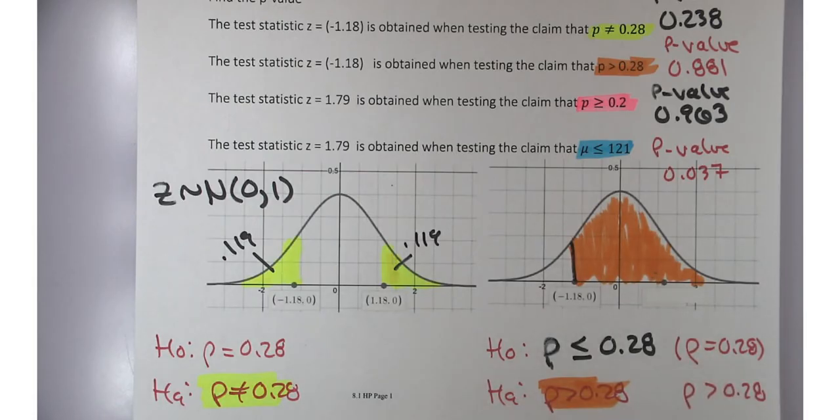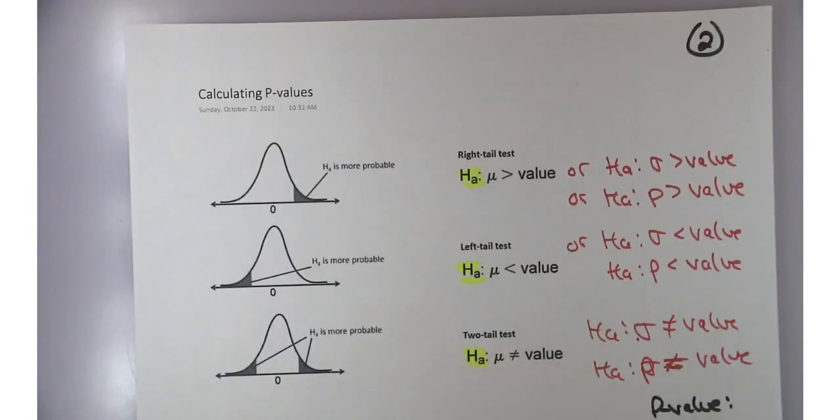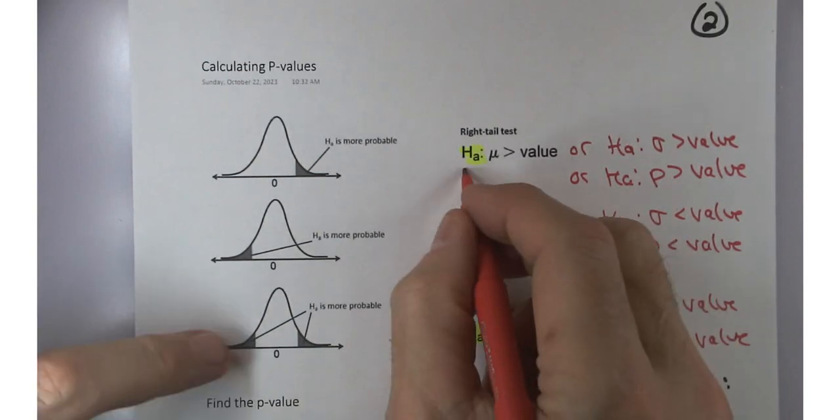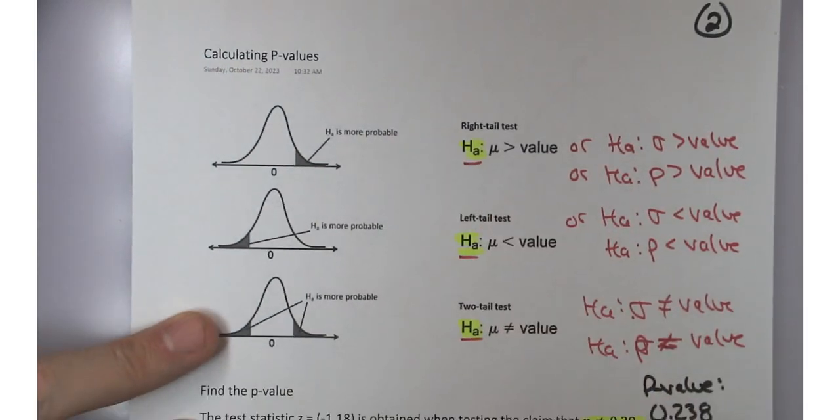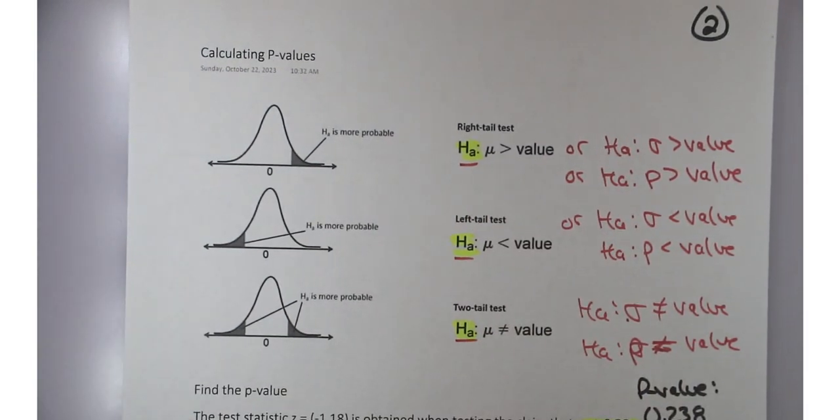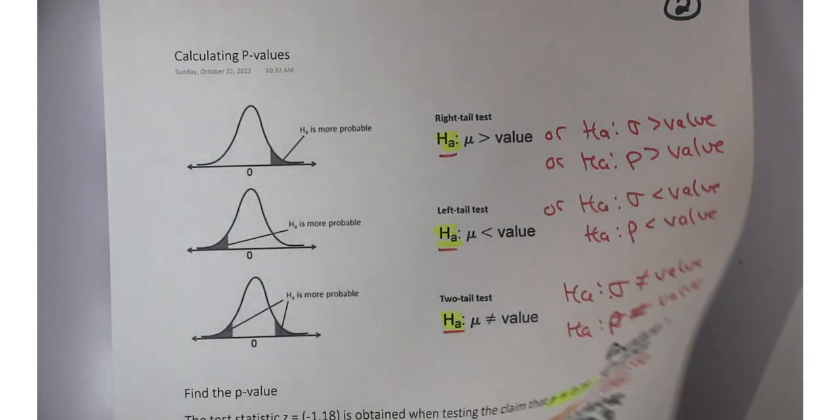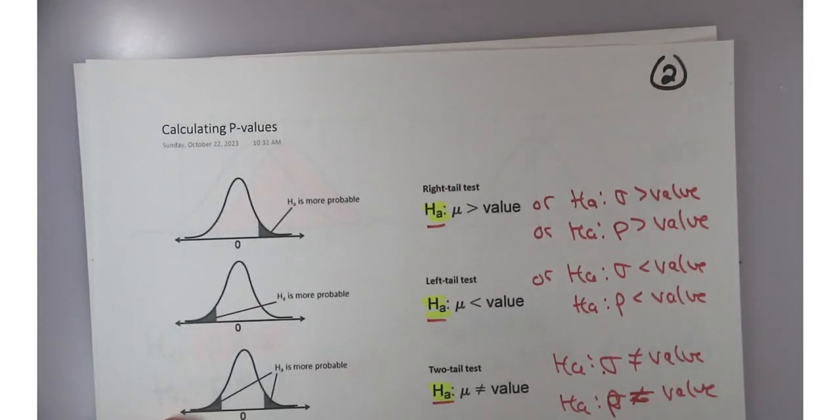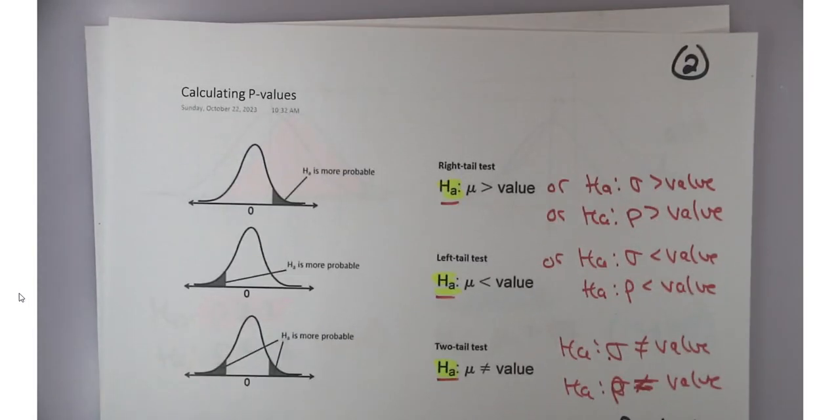The tail test is always done by HA. The tail test you're working in is always determined by HA. It's always the form of the alternative that sets up the tail test. So great question. How are we doing on this? All right. Nice. So I'm going to split this up into a couple parts. We'll do a part 1 and a part 2.